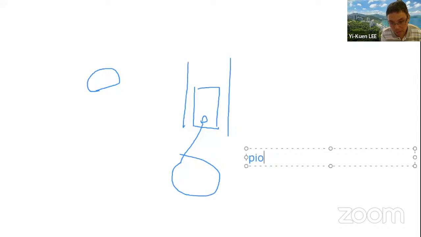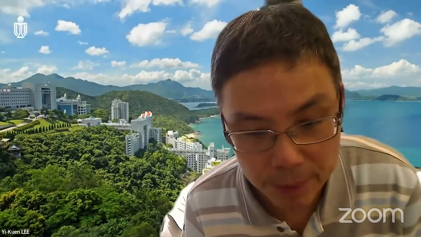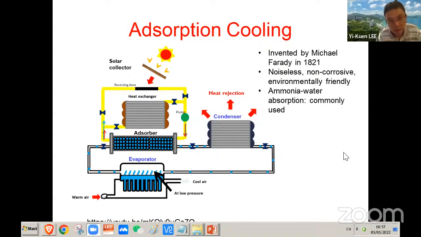Actually, the piston and piston cylinder are one of the basic components in all these engines and compressors. I just want all of you to understand that this is one of the big issues for all traditional air conditioning systems, right? So absorption cooling basically replaces the compressor with this absorption device, and sometimes you add a solar panel. Okay, so that is something.